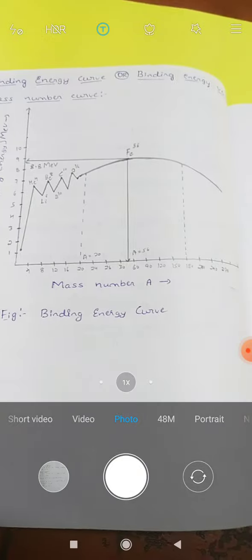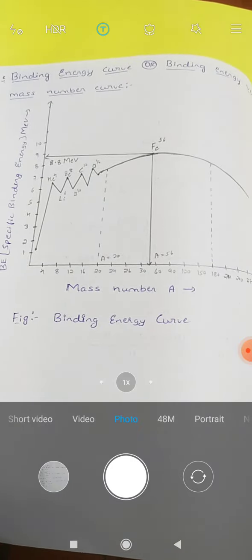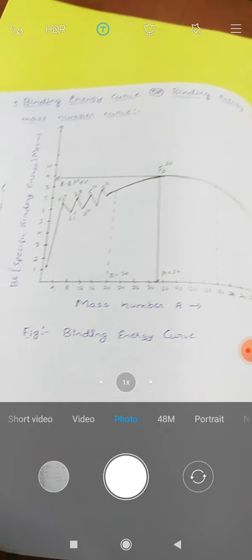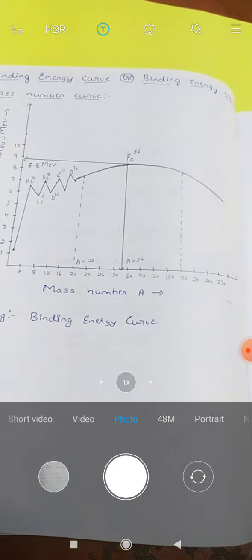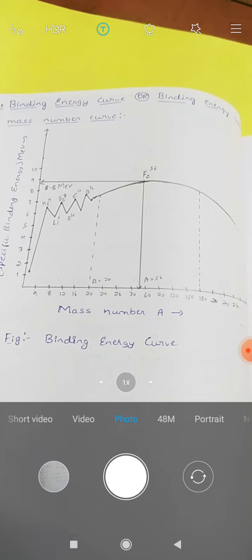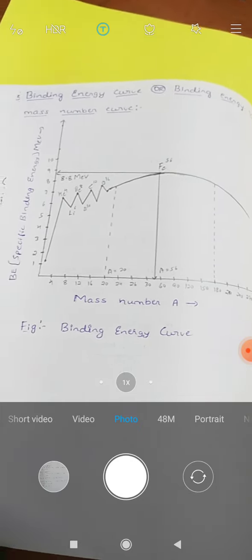So the binding energy curve, or binding energy versus mass number curve, is the curve which is obtained by taking specific binding energy along the y-axis and mass number along the x-axis. It is shown in the following figure.